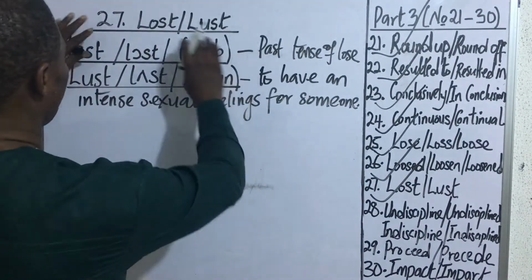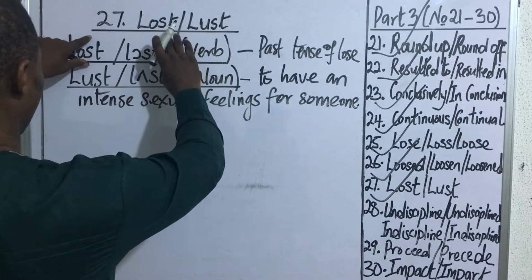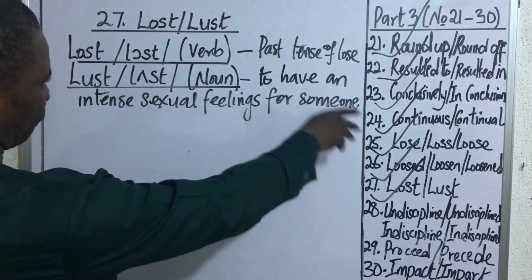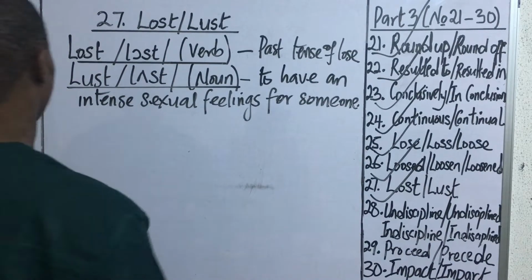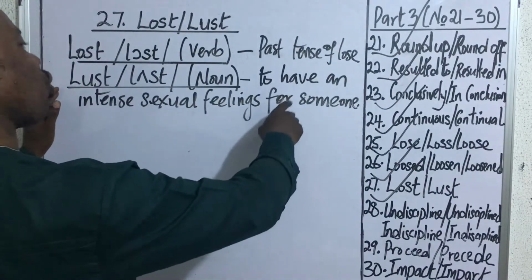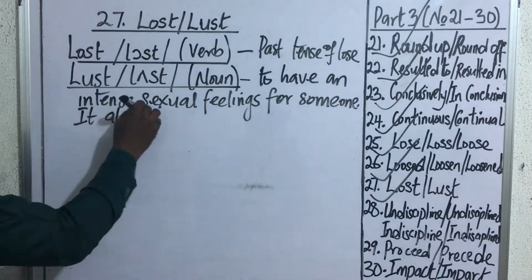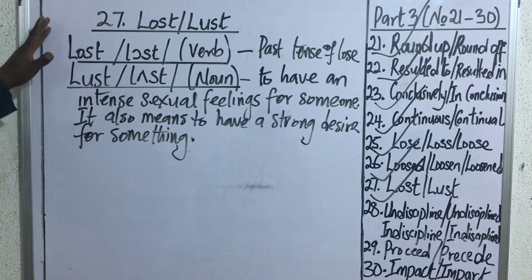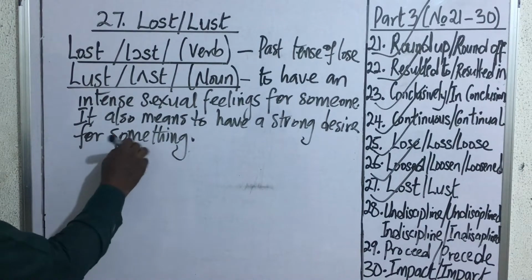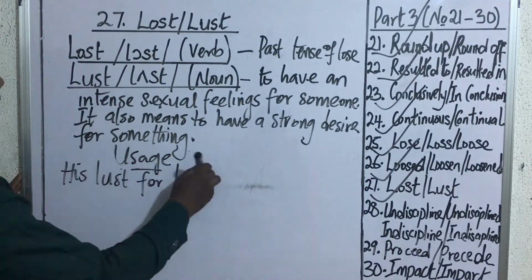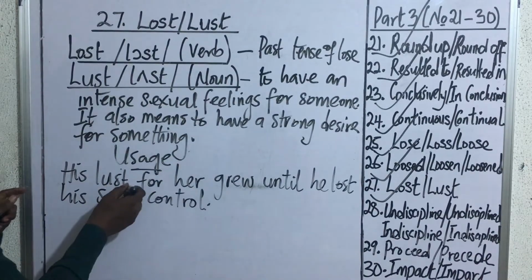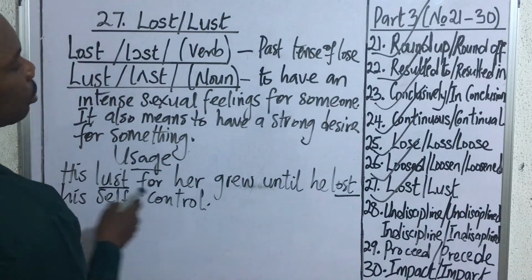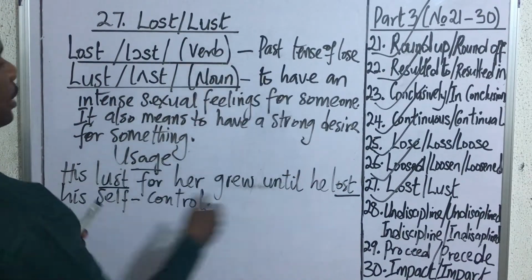Like we have already established, this one, lost, means to what? To lose the possession of something, okay? And then this one, lust, means to have an intense sexual feeling for something. It also means to have a strong desire for something generally. Okay, so that's the difference between the two words, lost and lust. Let's look at their usage. His lust for her grew until he lost his self-control. So this is how to use these words in an expression.